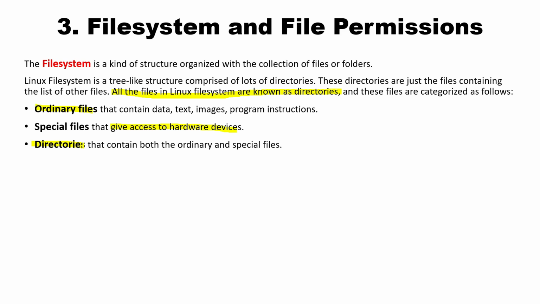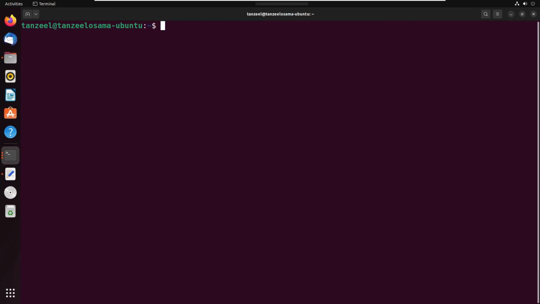Now let's have a look at our Linux file system. So I will just open my Ubuntu, and now let's list all the files and directories in the current working directory. Let's see what is the present working directory. It's home and then the user. Now let's list all the files and directories within this folder. So for that I will use the ls -l command.